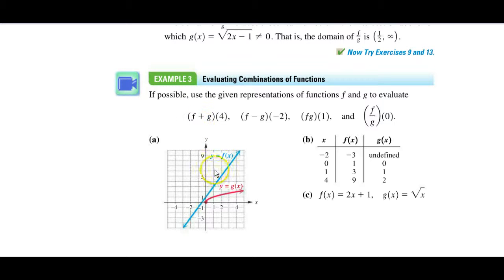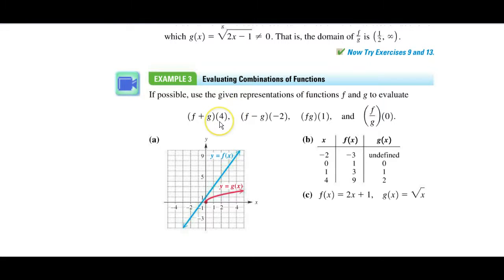Now, in example 3, we're going to take a look at this graph, which is a graphical representation of the functions. This is the one for f. This is the one for g. Now, if you made the graph of these, the blue line is for the function of f. The red line, you recall, is that square root function. And now, looking at the graph, you want to see if you can pick out various values for what they're giving you up here.